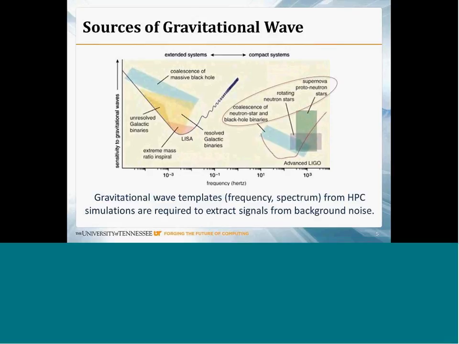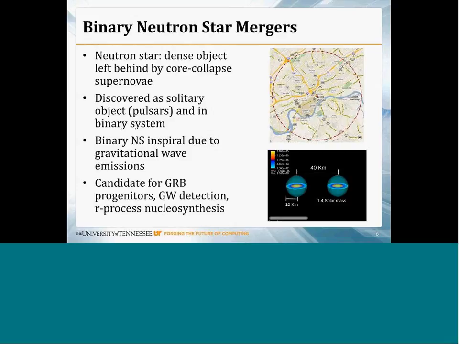I'll talk a bit about simulation of this type of object that produces gravitational waves. So I'll switch and talk about neutron stars. What is a neutron star? A neutron star is a dense object left behind by a core collapse supernova. Later on, I'll talk a little bit more about core collapse supernovae. Neutron stars have a mass of about 1 to 1.5 solar masses, compressed to about a 10 kilometer radius.